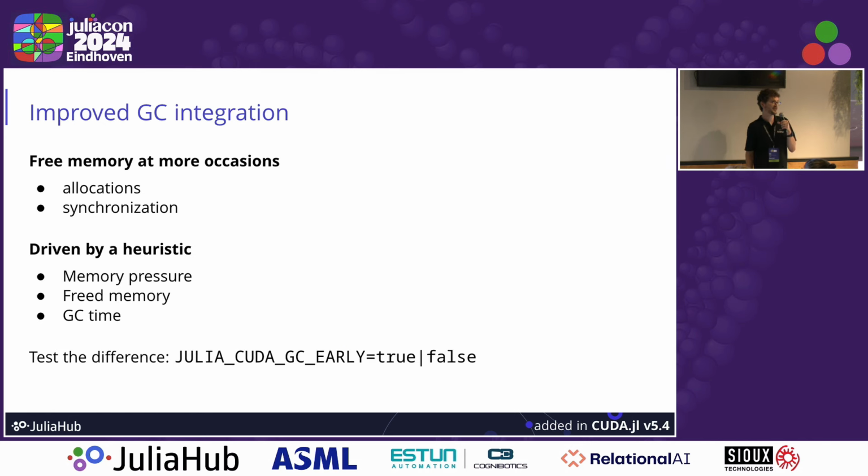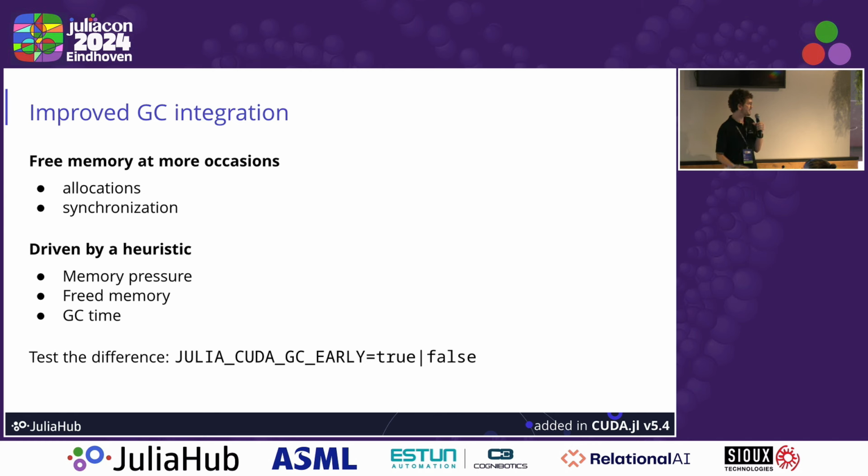This is driven by a heuristic. At every allocation and synchronization point, we have a look at the memory pressure, how much memory we freed the last time, and how much time we're spending during GC operations, and then depending on that, we decide to do an additional GC call or not. As a result of it being a heuristic, it may not be perfectly tuned for your application.